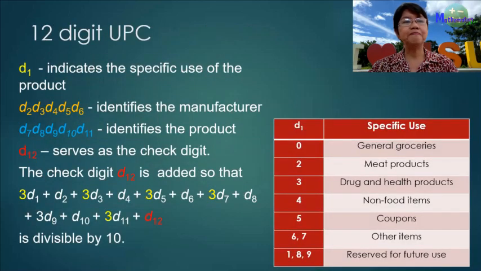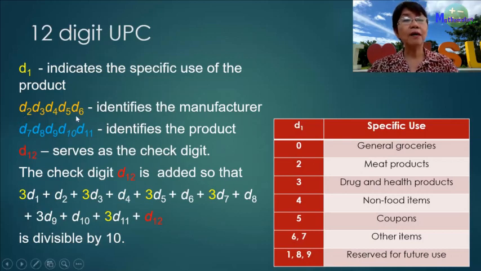In a 12-digit UPC or Universal Product Code, digit 1 indicates the specific use of the product. So we have the following numbers to represent the specific use. 0 is used for general groceries. 2 is used for meat products. 3 is used for drug and health products. 4 is for non-food items. 5 is for coupons, and 6 and 7 are for other items. The other numbers are reserved for future use.